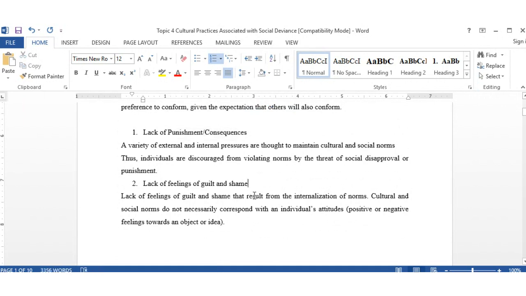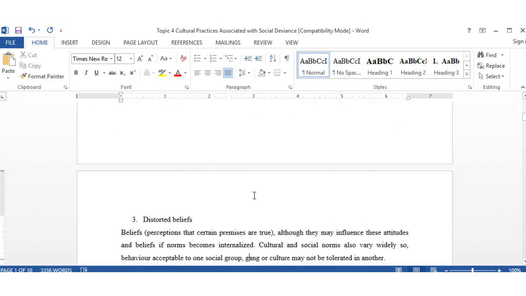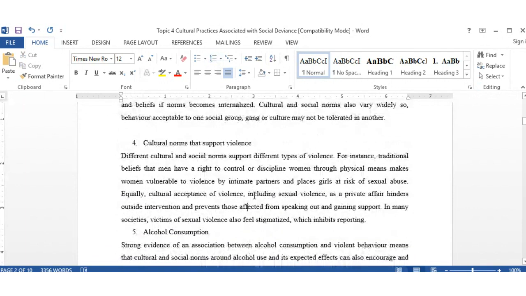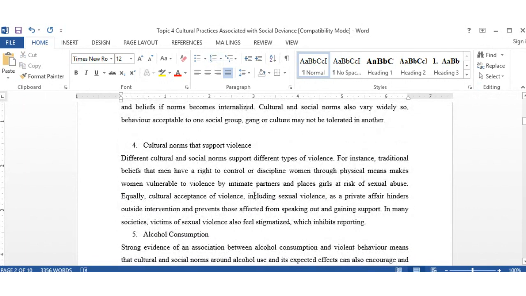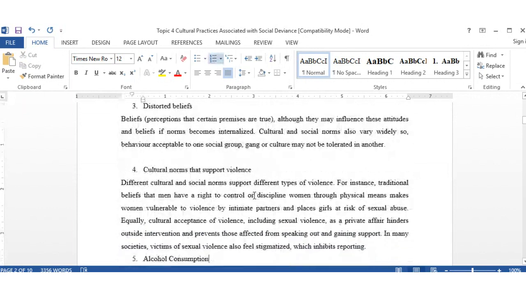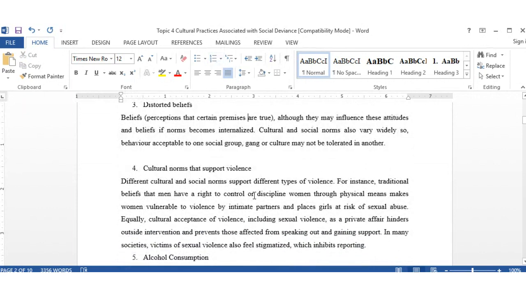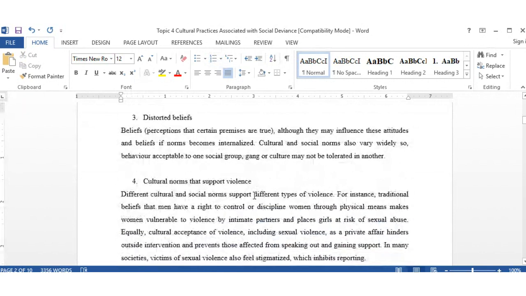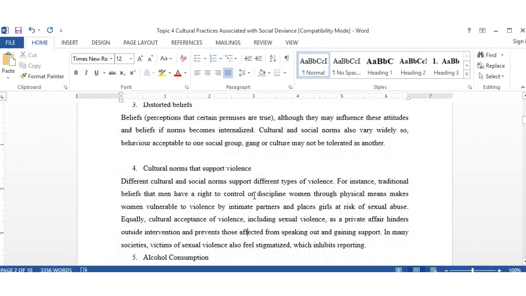You have to create a situation where they feel it's wrong, where they know that their beliefs are distorted. Number four is cultural norms that support violence. We come from traditional backgrounds, all of us, one way or another, and some of our traditional backgrounds used to allow and support violence. The example I have given here starts from here.